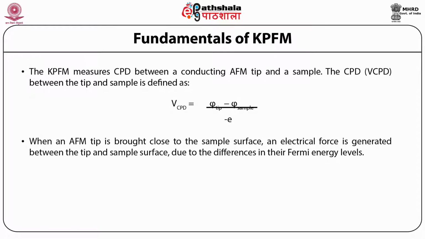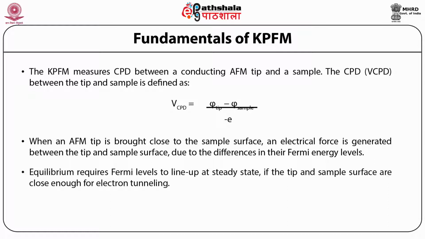When an AFM tip is brought close to the sample surface, an electric force is generated between the tip and the sample surface due to the difference in the Fermi energy levels. This depicts the energy levels of the tip and the sample surface when separated by certain distance d and not electrically connected. These levels are aligned, but Fermi levels are different.